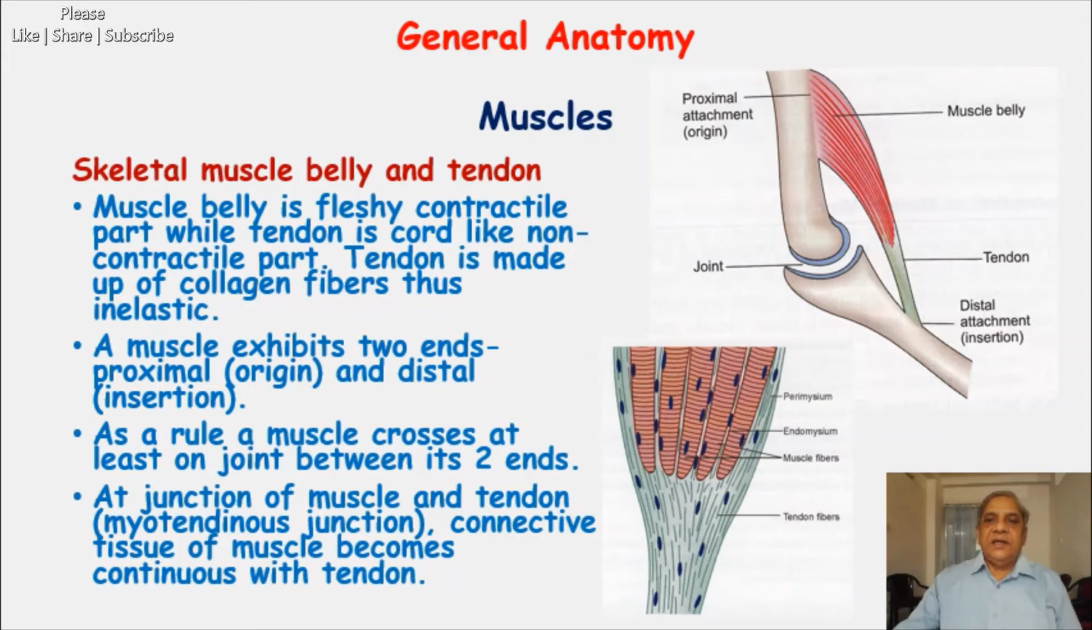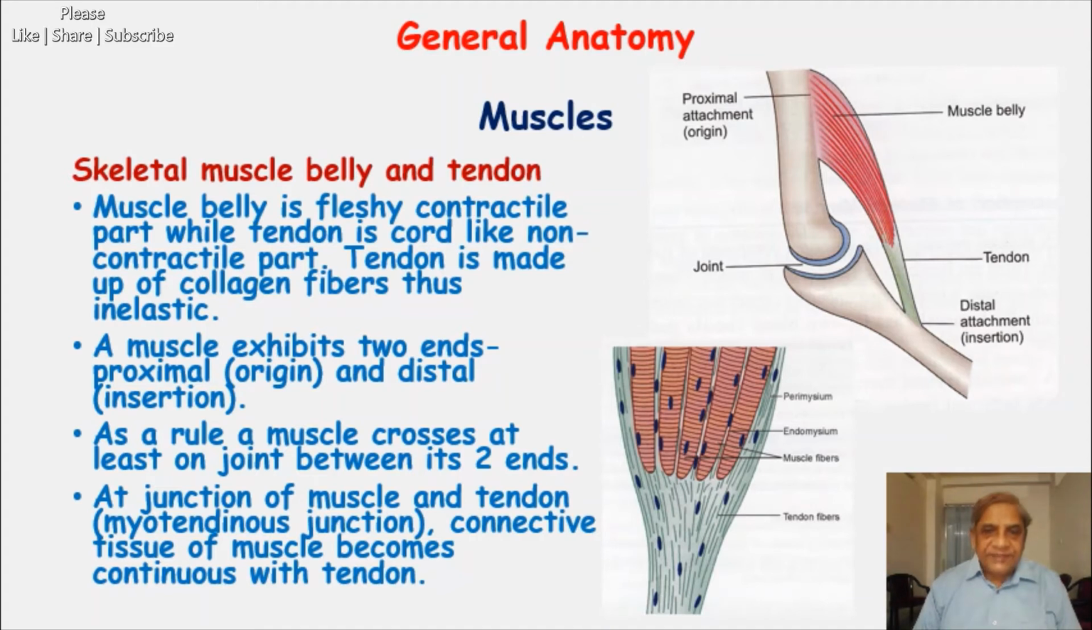A muscle usually exhibits two ends, mostly two ends. The upper end is called the proximal end, which is more towards the root of the limb, and then there is another end which is called the distal end. Now the proximal end is also called the origin of a skeletal muscle, while the distal end is also sometimes known as the insertion of a muscle on a bone.